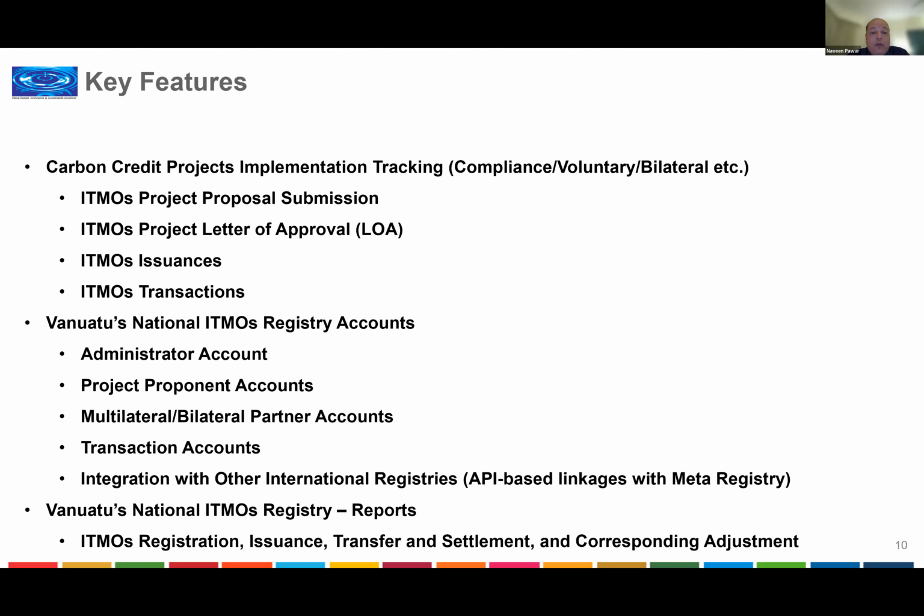So with the national registry, project proponents from the private or public sector can propose projects into the system. Government can provide the letter of approval. ITMOs can be validated, verified, and issued. And transaction of ITMOs is also possible. So it gives a national level registry as well as a transaction platform.